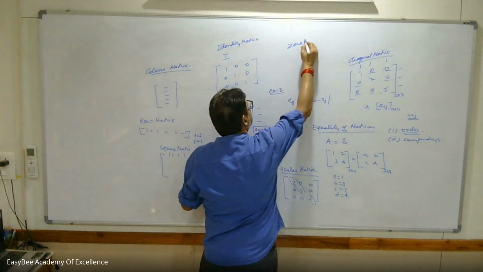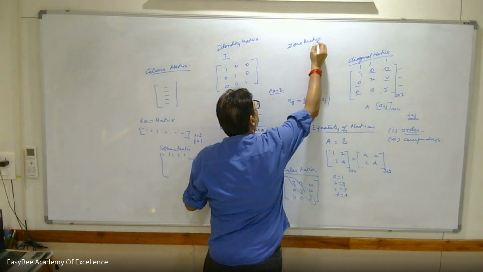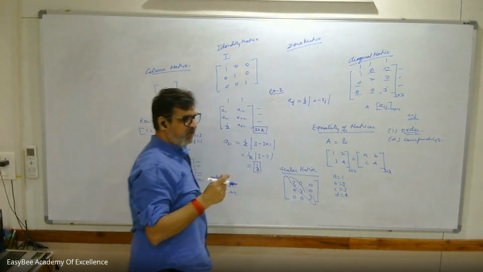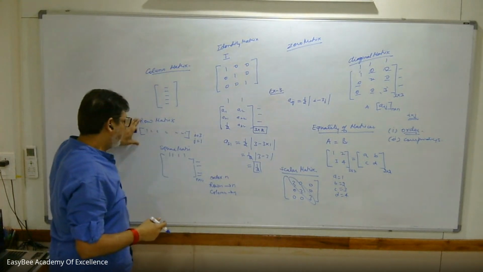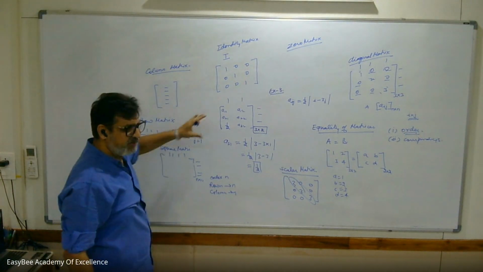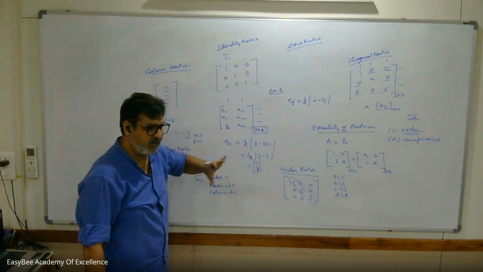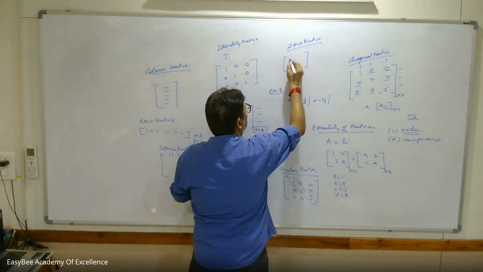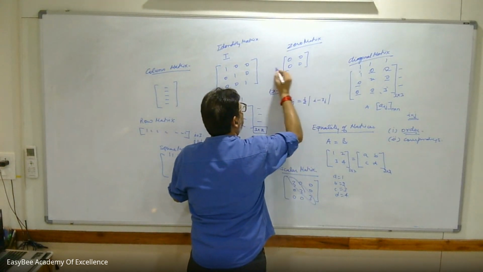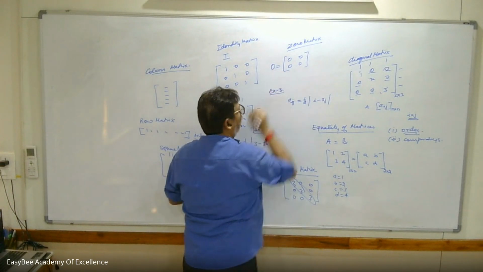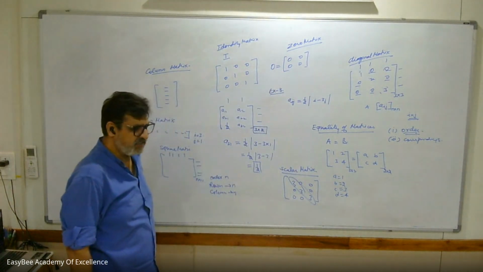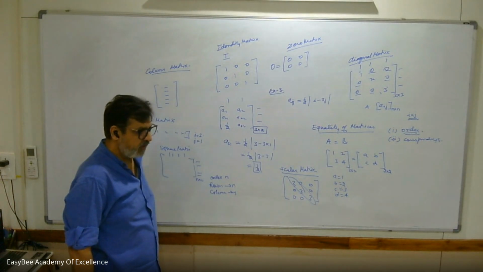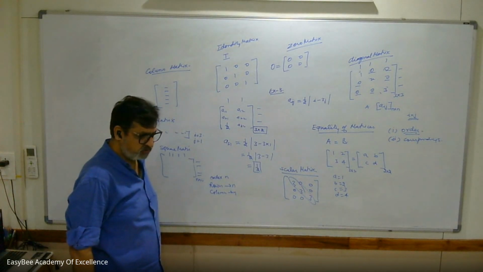Now we have the zero matrix. A zero matrix can have any order. It can be a column matrix, a row matrix, a square matrix, a rectangular matrix, any matrix. But all the elements are 0, and it is denoted by O. So these are various kinds of matrices we have. You can try these questions at home and now we will move into the next topic.